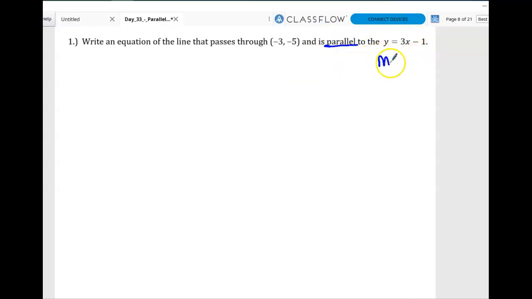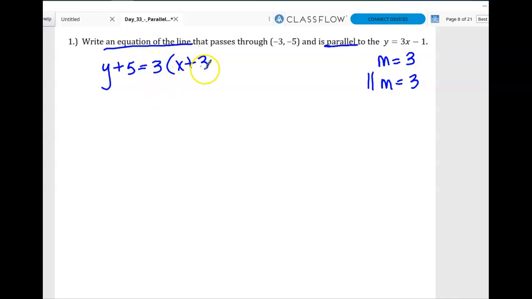So right here, I'm going to identify my slope. I can easily pull that out. My parallel slope is going to be the same. And since we're writing an equation of the line, we have a point and we have a slope, we just use point slope form. So y plus 5 is equal to the slope, which is 3, times x plus 3, because we're subtracting a negative.